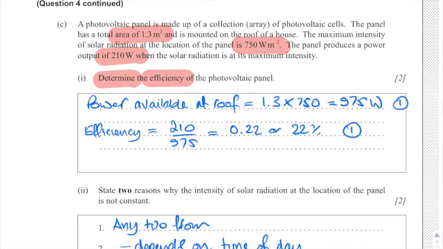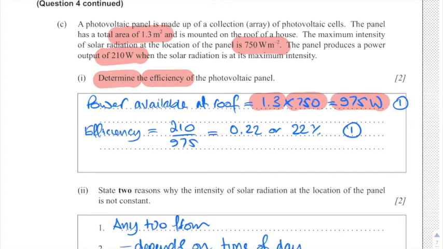So first thing is you need to work out, using the intensity of 750, what exactly is the amount of power received by the panel. Now, since it's got an area of 1.3 square meters and the intensity it receives is 750 per square meter, multiply the 2 together and you'll receive a total of 975 watts of power. There's your 1 mark.